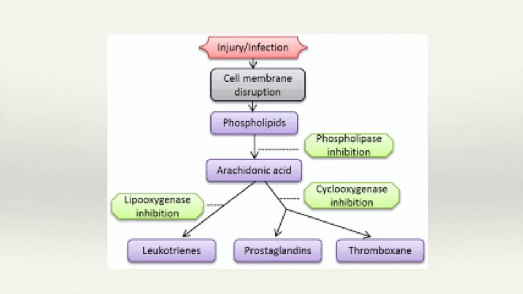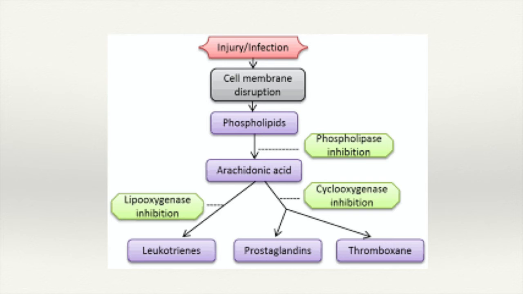At the top, we see that injury or infection is present. A cell membrane is disrupted. Phospholipids in the cell membrane are disrupted. Arachidonic acid stimulates the chain of inflammation, including the prostaglandins, leukotrienes, and other inflammatory chemicals, which are a good thing in this case because it's causing resolution of the infection. However, if this is occurring without an infection, it can cause unnecessary inflammation.